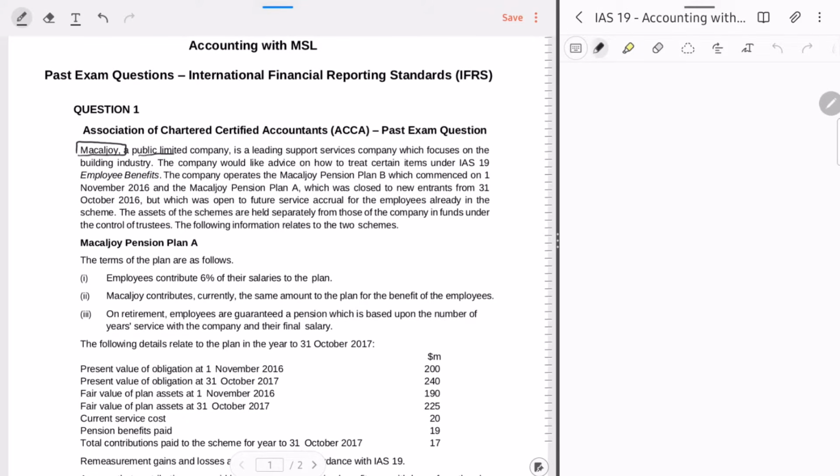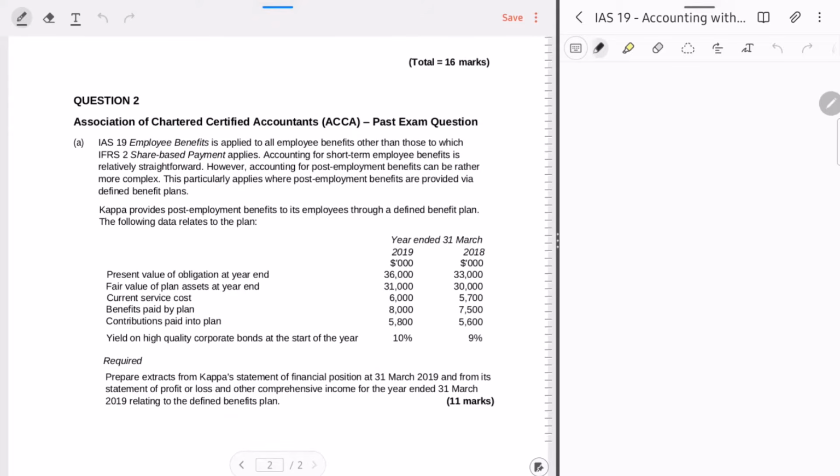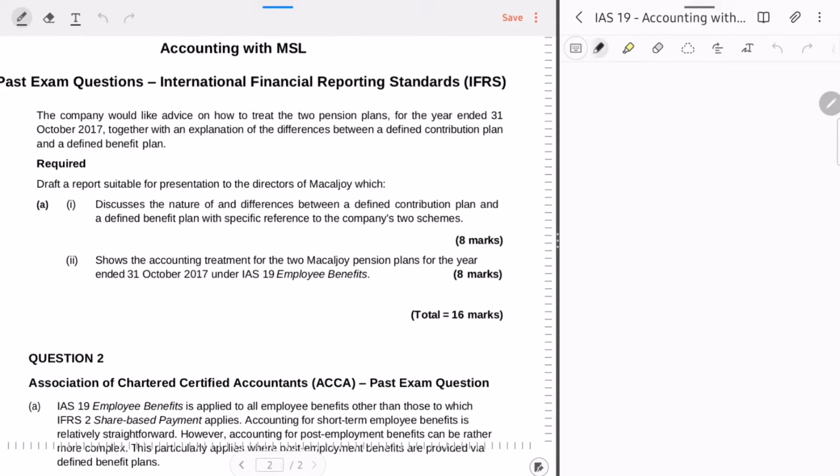We are told it's a public limited company. Let's see what the requirements are. We're required to talk about the nature and the differences between a defined contribution plan and a defined benefit plan with specific reference to the company's two schemes. Apparently the company has two schemes, and we need to know what these schemes are. Then we will show the accounting treatment for the two pension plans under IAS 19 employee benefits.